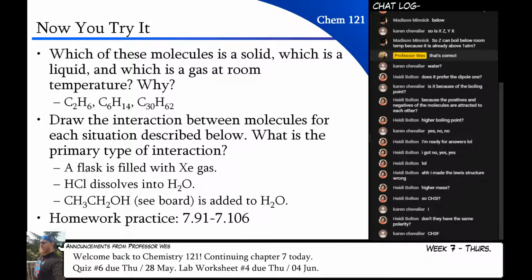I'll give you a hint. If you look up the electronegativity of C and H, you'll find that the difference is below the threshold for polarity. So these are all nonpolar. Anything with only C's and H's are nonpolar. What does that tell you about the intermolecular force, and which one must be which? Type it in the chat when you've got it.